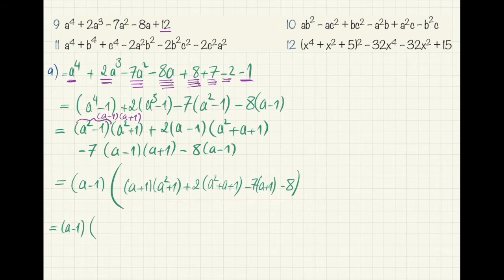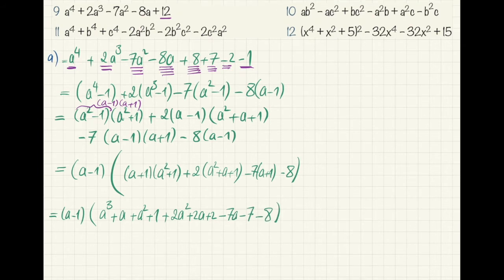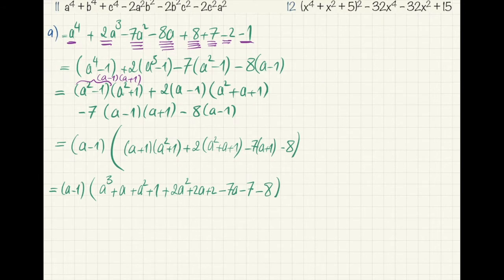So I multiply a times a squared is a cubed, then it becomes a, then it becomes a squared and plus 1. And then I multiply 2 inside, so 2a squared plus 2a plus 2. And then I will have minus 7a minus 7 minus 8. So then it becomes a minus 1. Let us simplify. a cubed, no similar terms. But now a squared and 2a squared are similar. So if I add them, it becomes 3a squared.